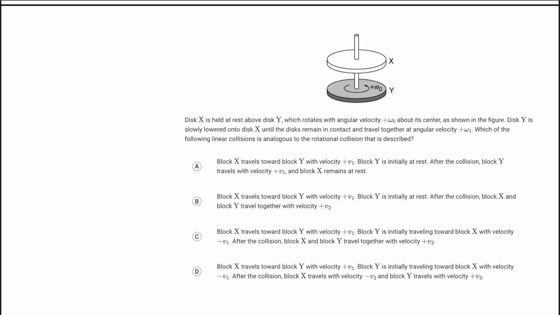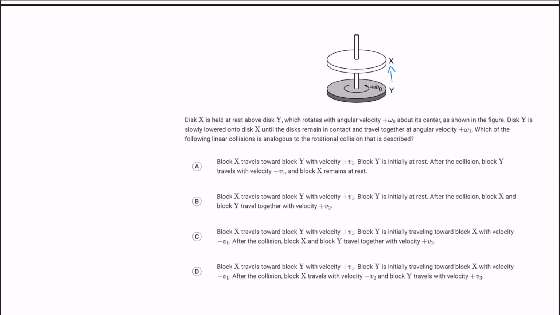So in this problem, we have a figure of two disks that are along the same axis of rotation. Disk X is held at rest above disk Y, which rotates with angular velocity omega naught. As shown in the figure, disk Y is slowly lowered onto disk X. Okay, so that's a little bit of a typo, I think. I think maybe disk Y should be raised up onto disk X. All right. And they remain in contact and travel together at angular velocity omega 1.